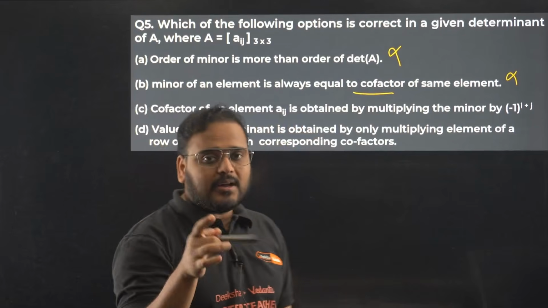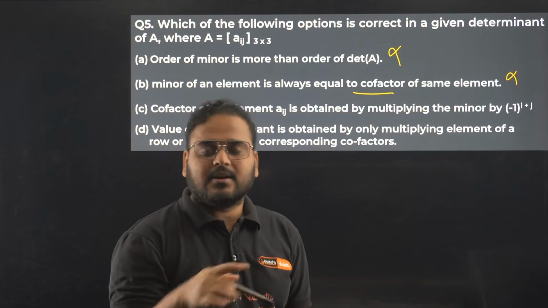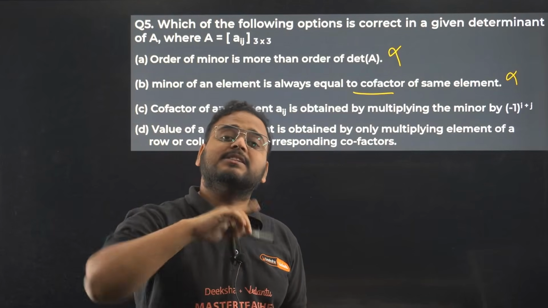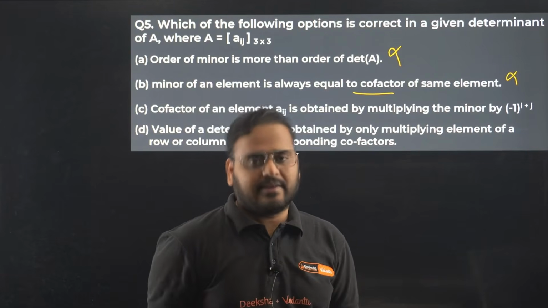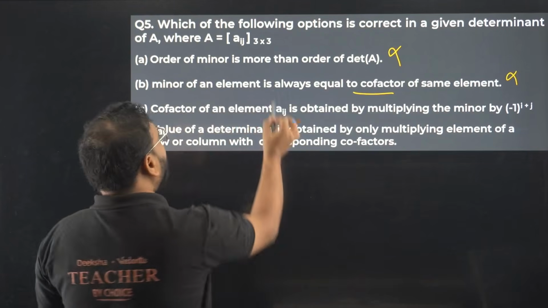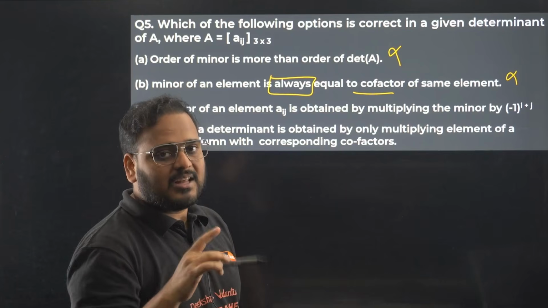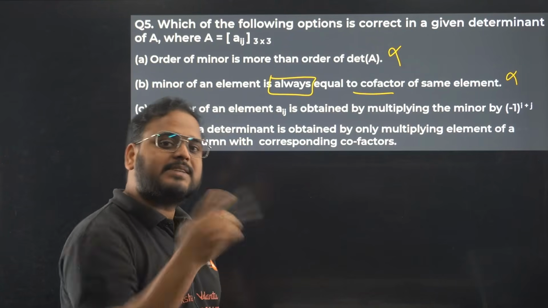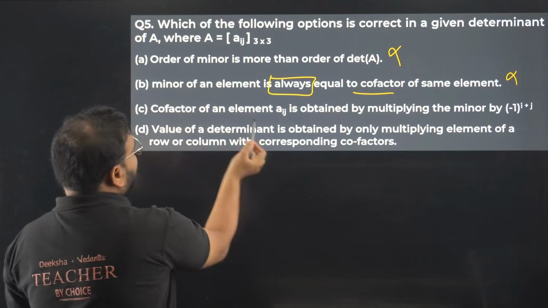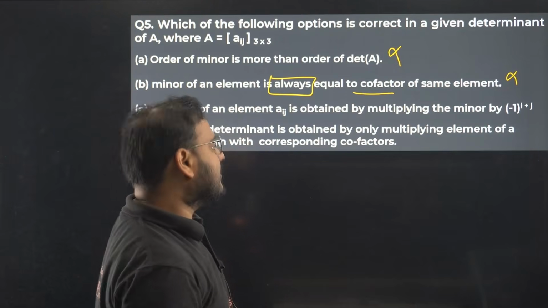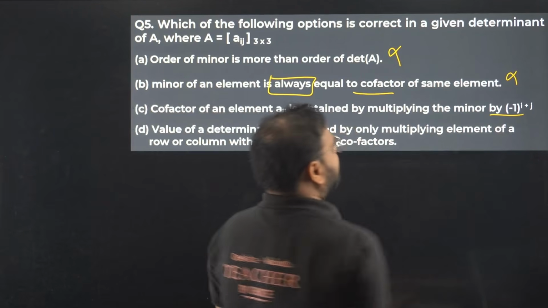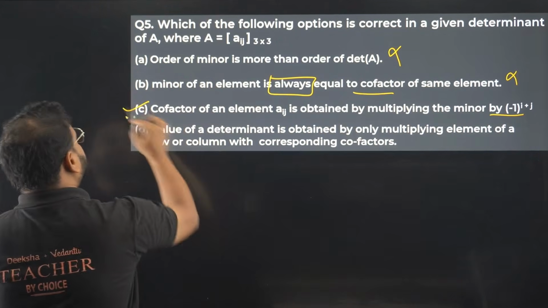If it is odd, it will become the negative of the minor or the cofactor, and if it is even, it will remain the same, but not always. Only in the case of even will they be the same; otherwise, in the case of odd, the sign will be reversed. Cofactor of an element Aij is obtained by multiplying. Correct. This is right. Option C is the right answer.